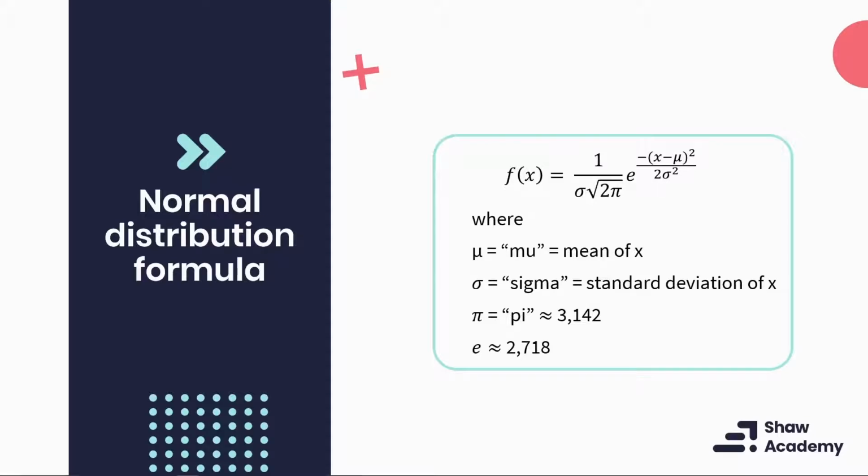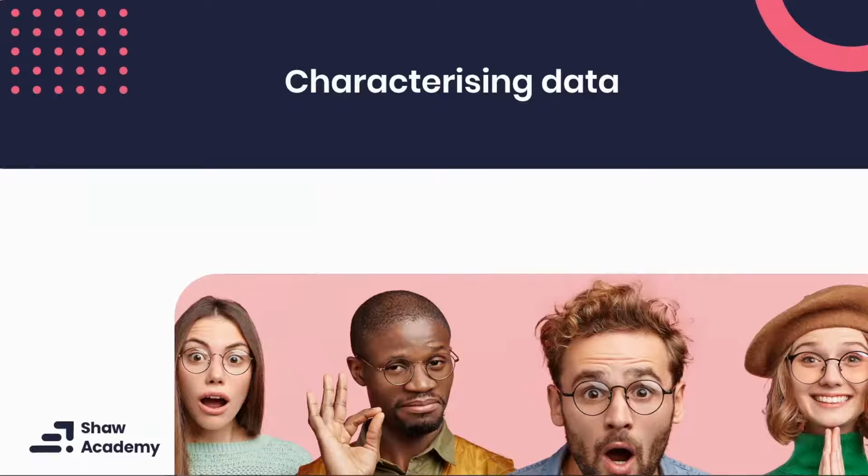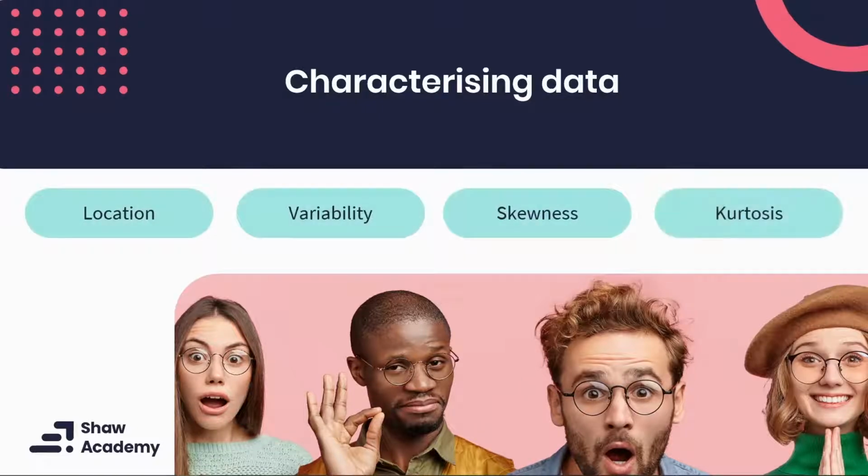As we've mentioned previously, mu represents the mean of the distribution of x, and sigma represents the standard deviation of the distribution of x. As much as symmetry around the mean might form the perfect bell-shaped curve, real-life data is rarely perfect. Location, variability, skewness, and kurtosis are all measures that tell us more about the data set. In other words, they help us characterize the data set.